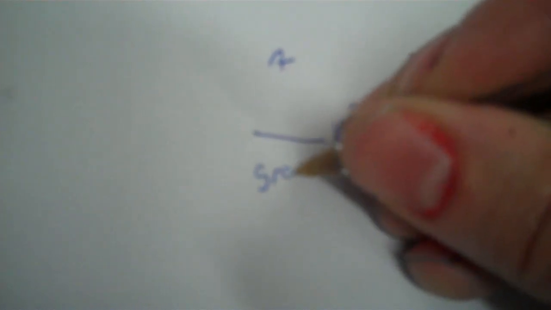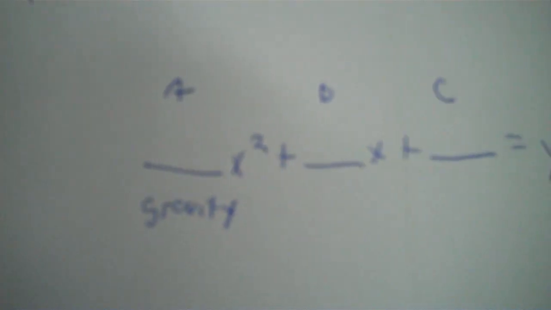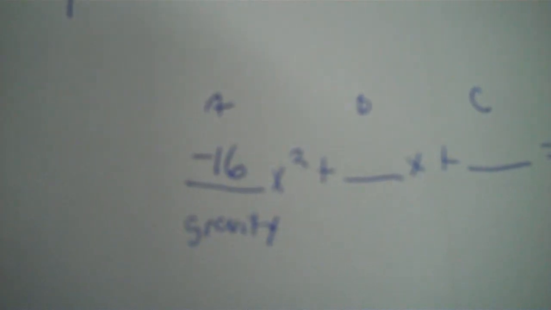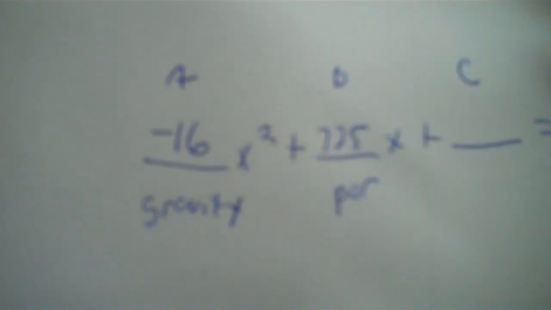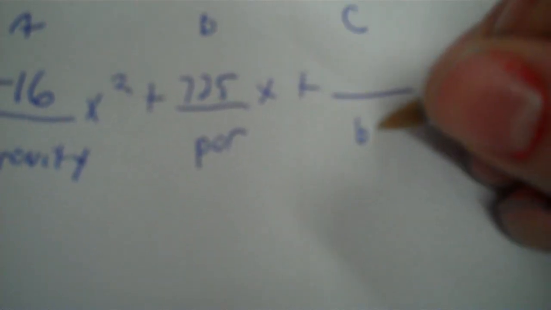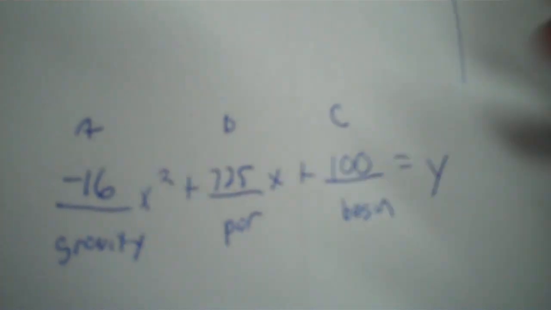Now, we're going to fill this in with a number that's not even in this problem. It's the force of gravity. It's not negative 9.8, that's meters. When you're dealing with feet, gravity is always negative 16. So even though it's not in the problem, it's negative 16. This is filled in with the velocity, found by the word per, 725. This is filled in with where we begin. We began at 100 feet, so you put 100 in your constant place.